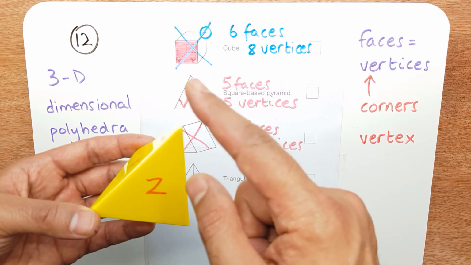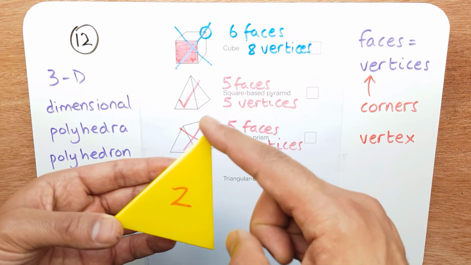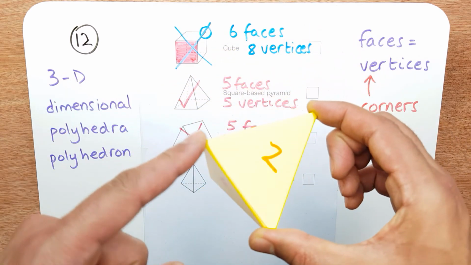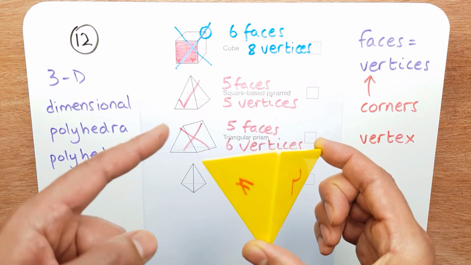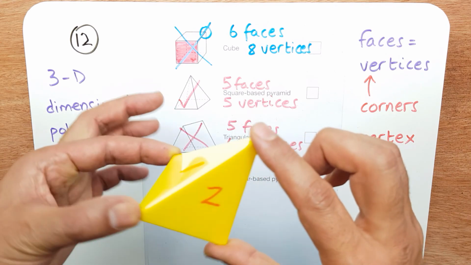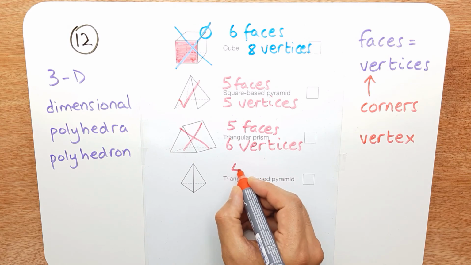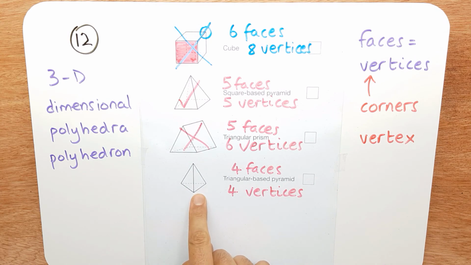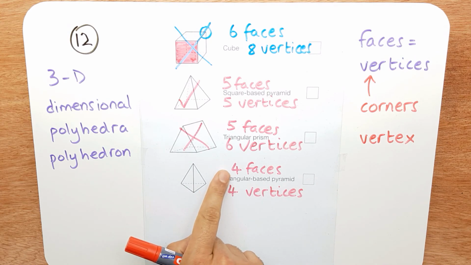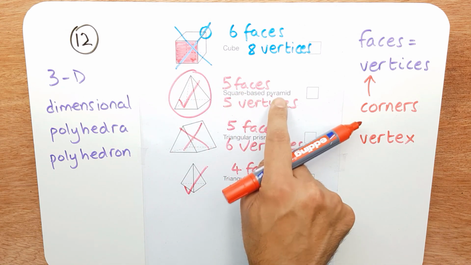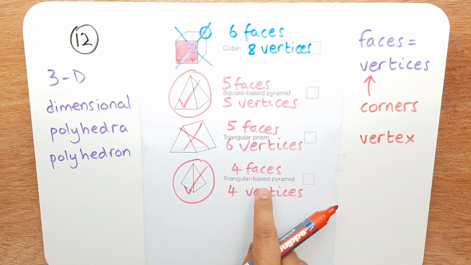Now let's look at the number of vertices. So you have got 1 there, 2, 3 there, and then finally our 4th one is just there. So we've got 4 corners or vertices. So this triangular based pyramid or tetrahedron has got 4 faces and 4 vertices, so they're both the same. So our 2 shapes are the square based pyramid and the triangular based pyramid.